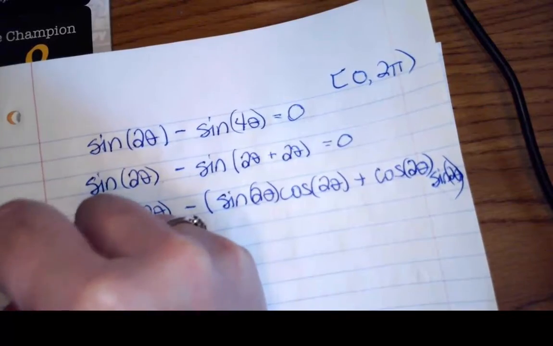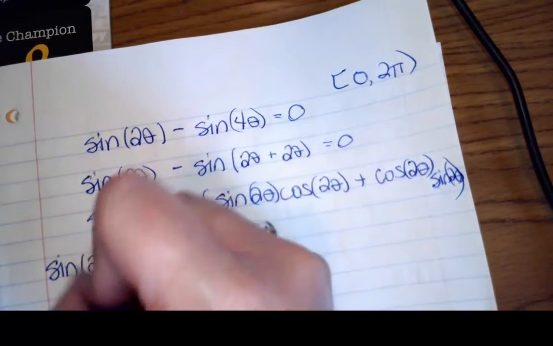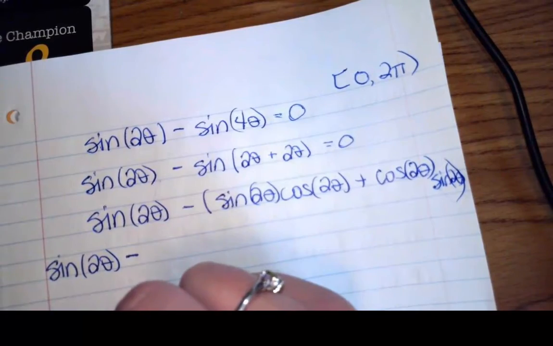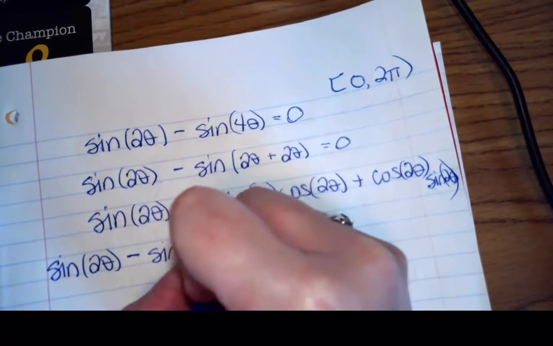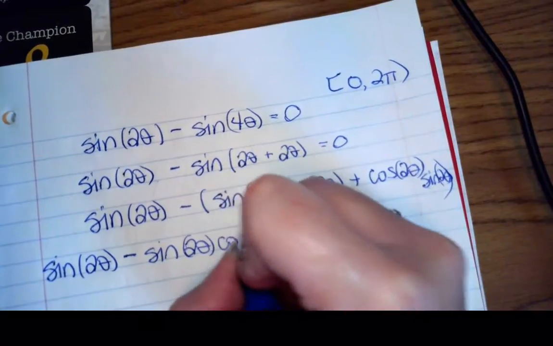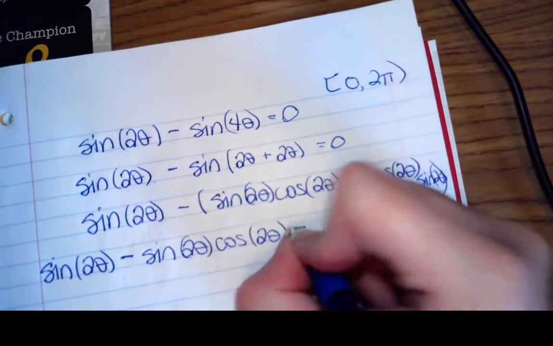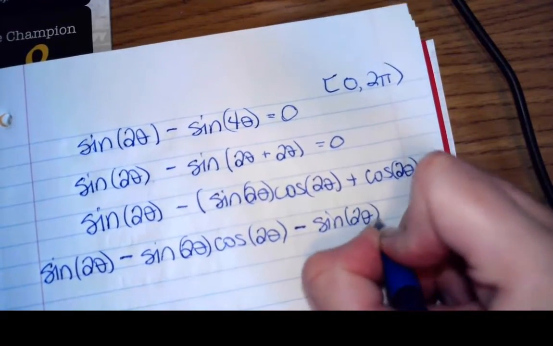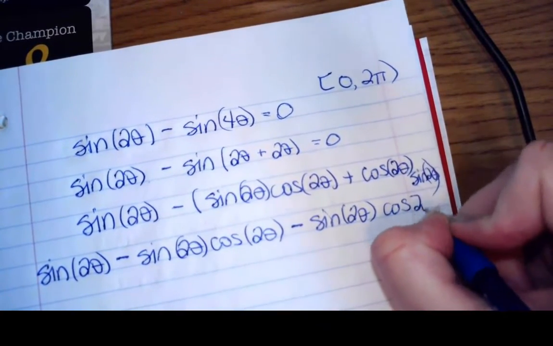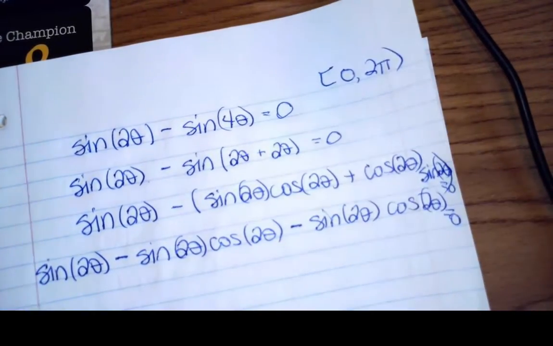So I've got the sine of 2 theta minus the sine of 2 theta cosine 2 theta. And then this becomes minus, so I've got sine 2 theta cosine 2 theta. And all of this is supposed to equal 0.